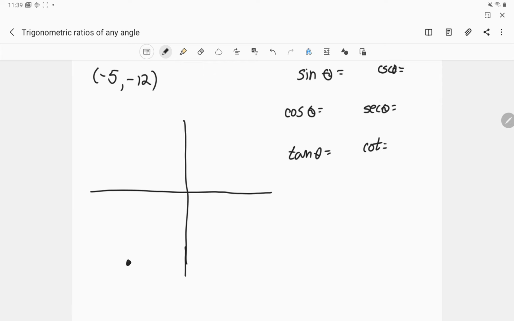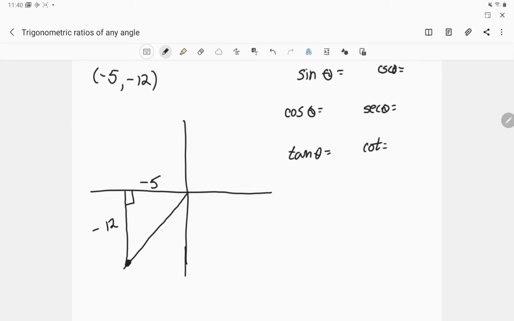You have a point, let's say that's here. I can draw a line from the origin to that point. That's a terminal arm. I can make the triangle. Always draw to your x-axis. And I know that I went back 5 and I went down 12 to get there.